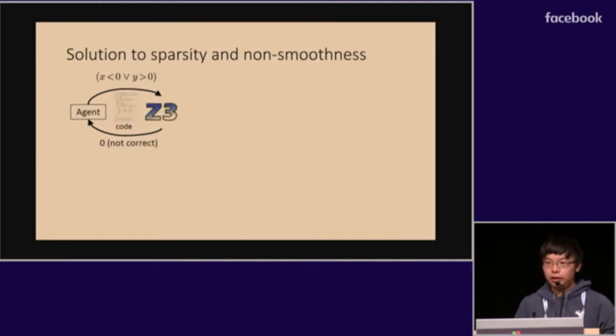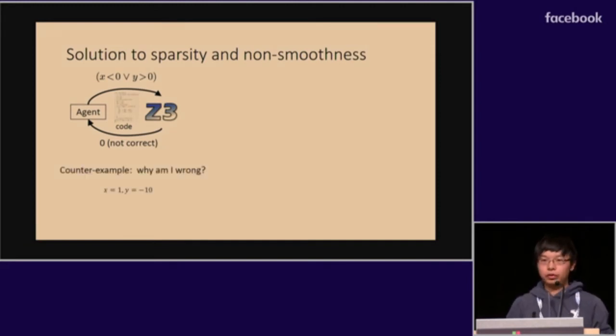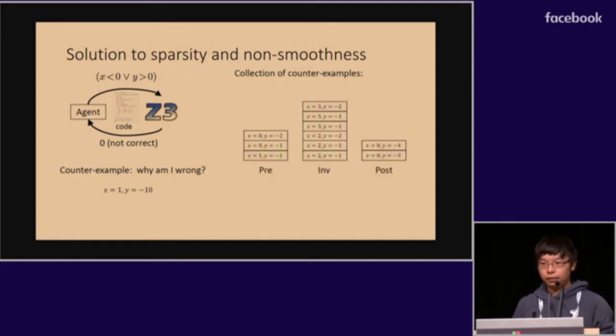To solve the sparsity issue, let's take a closer look at the checker. Every time the proposed solution is rejected, the checker will provide additional information that tells you why you are wrong by providing a counterexample. The counterexample is an assignment of the variables. So as the interaction with the checker goes, one can collect a set of counterexamples. Recall that the loop invariant should satisfy three conditions. So here we can collect three sets of counterexamples.